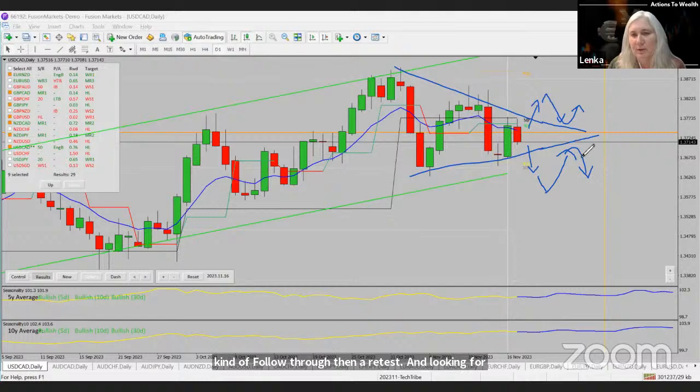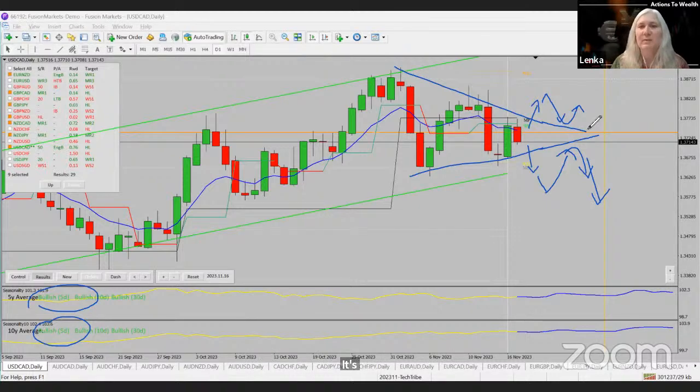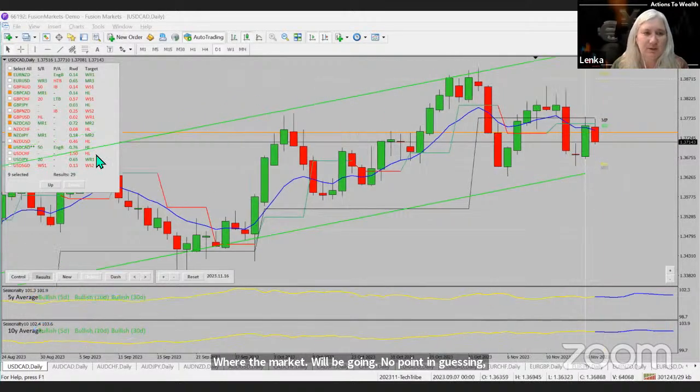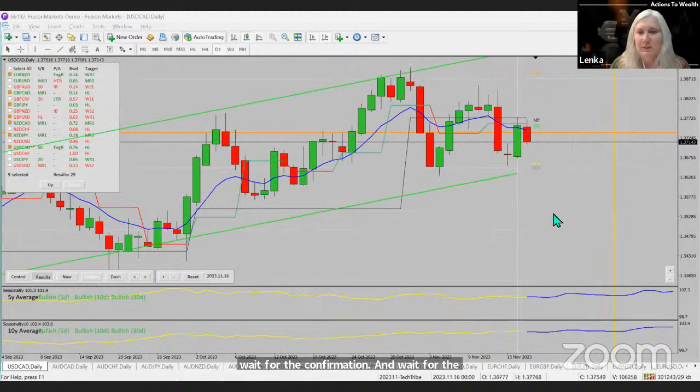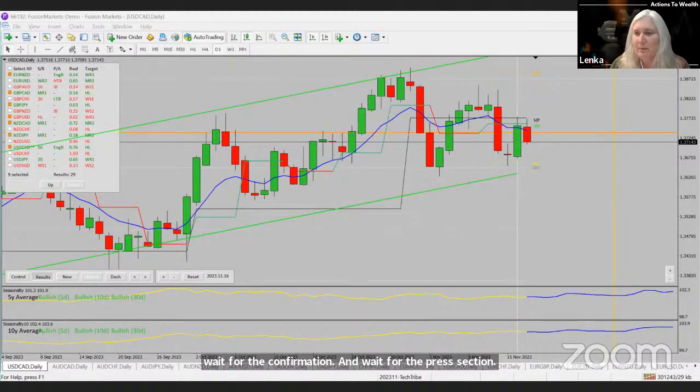So yeah, my preference would be for short because of the price action, but because of the seasonality, it's showing bullish. So, either way, we just need to wait for that price action to confirm where the market will be going. No point in guessing, wait for the confirmation and wait for the price action. Okay, so those are the charts that I'm looking at.